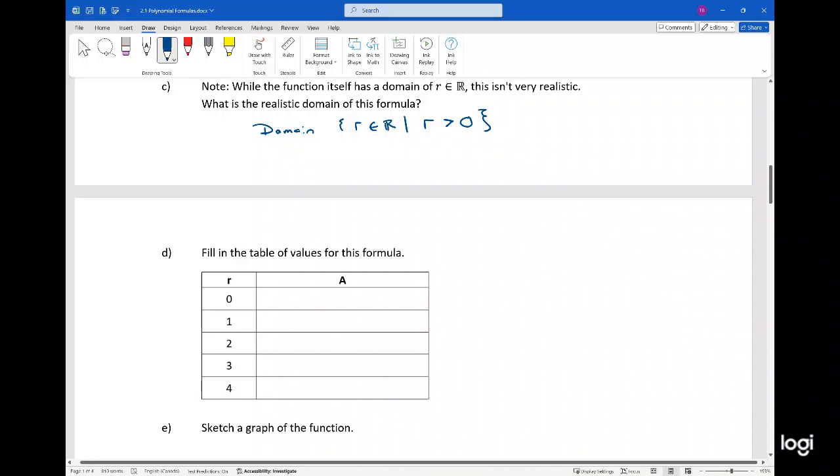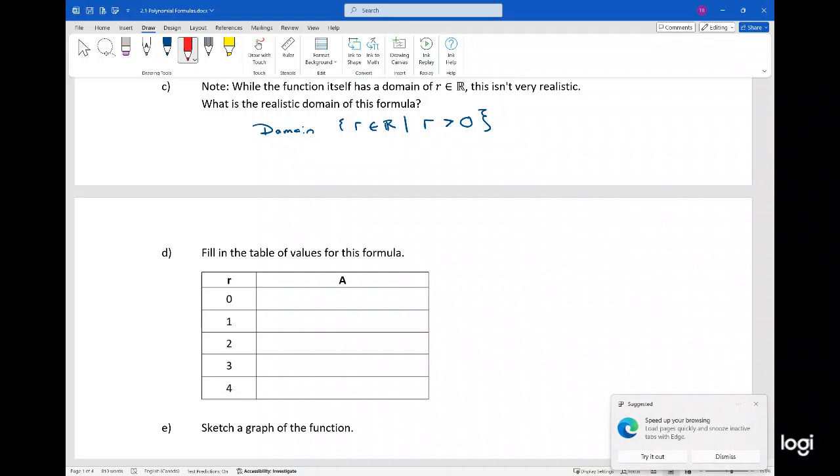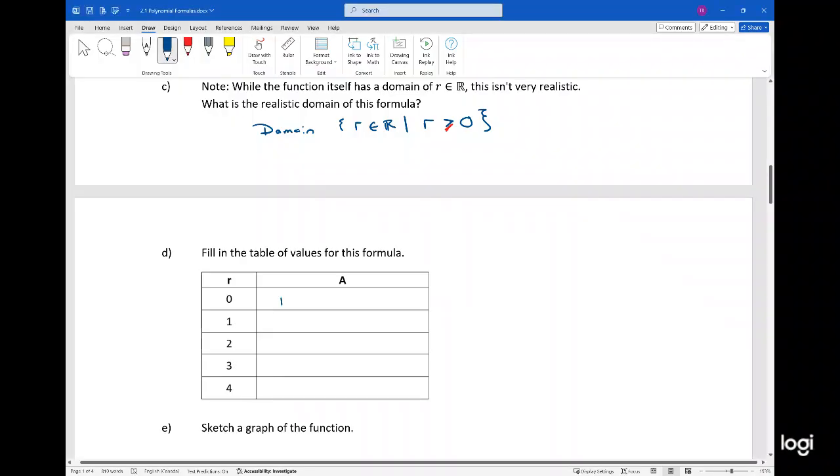And immediately I make you fill in a table of values given different r's. You know what? Okay, fine. I guess I'll put in the optional greater than or equal to. Let's dismiss that random pop-up there. Okay, so if we plug this in, remember that we just do area equals pi r squared. So in this case, it's going to be pi times 0 squared equals 0.